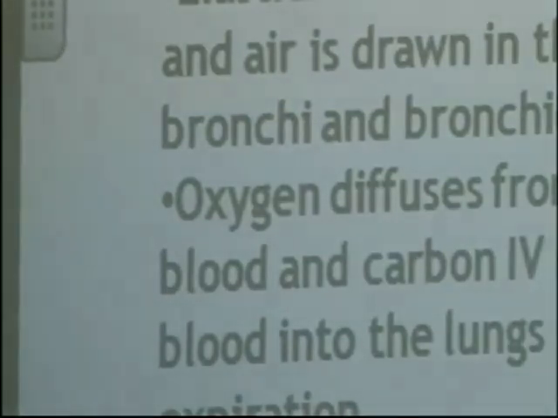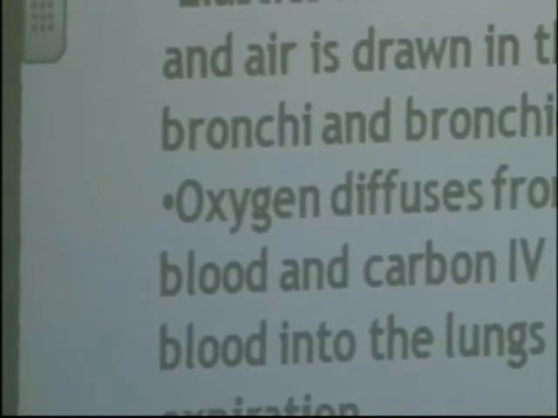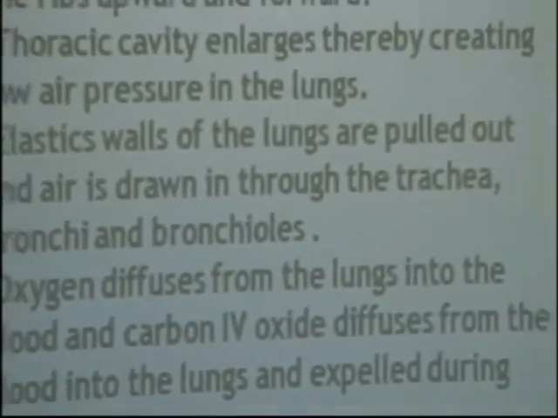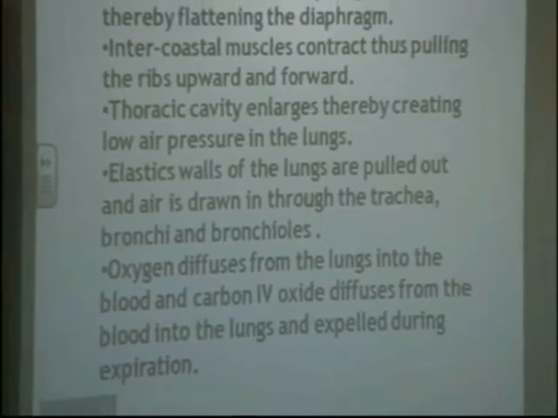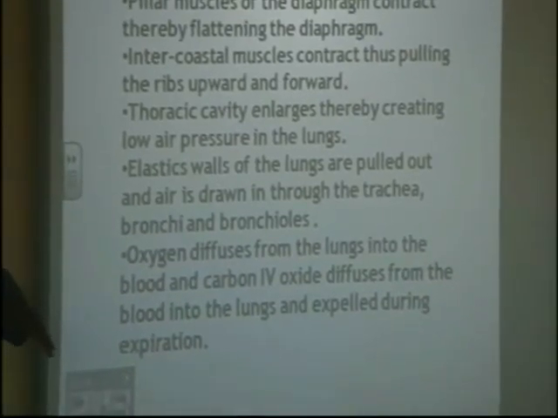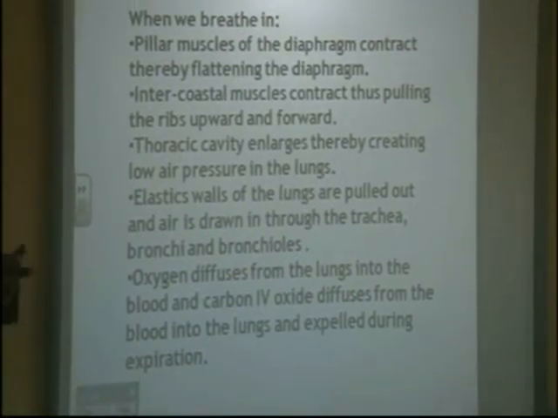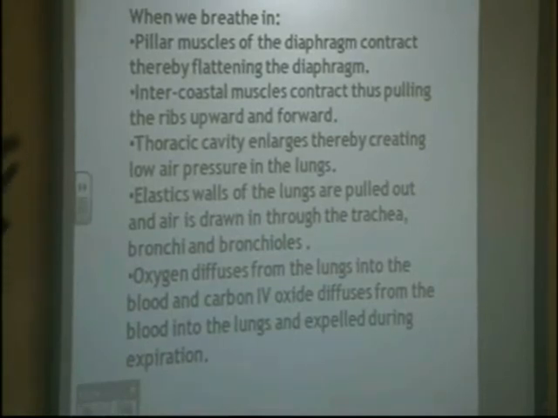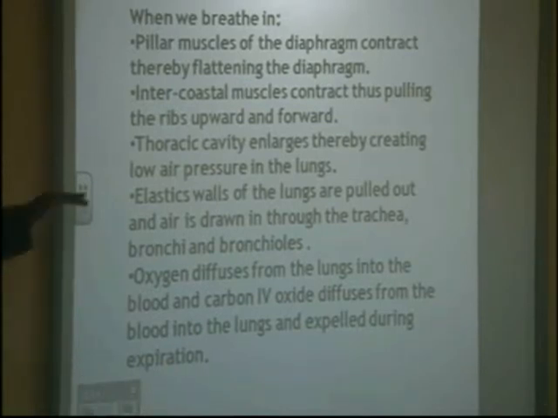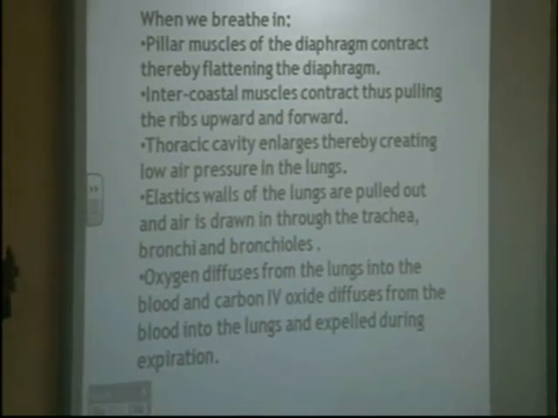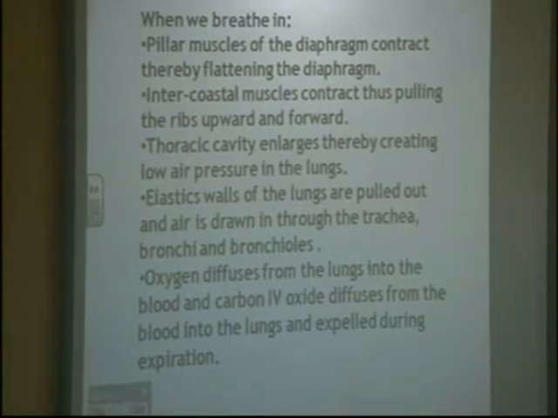Now, during inhalation, when you breathe in, we find that the pillar muscle of the diaphragm contracts. Thereby, the diaphragm flattens out, like I've shown the other time. We also have the intercostal muscles contract, thus pulling the ribs upward and forward. The thoracic cavity enlarges, thereby creating low air pressure in the lungs. The elastic walls of the lungs are pulled out, and air is drawn in through the trachea, bronchi, and bronchioles, which we have seen earlier.